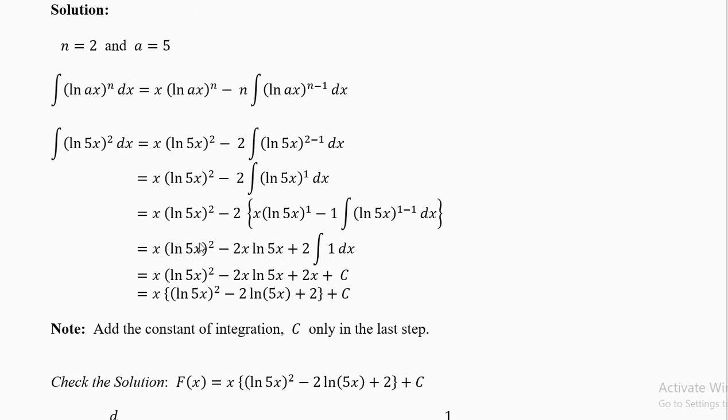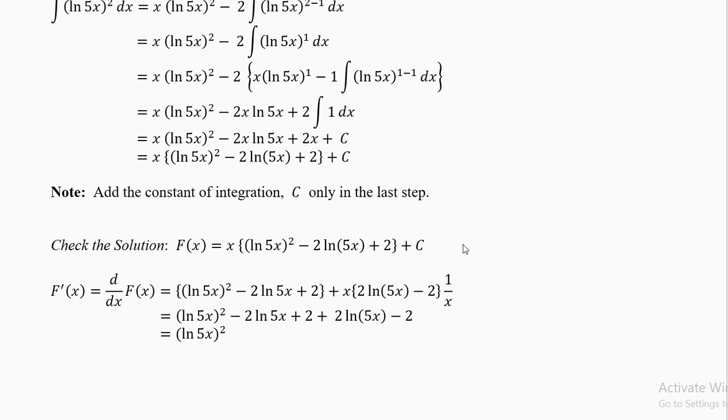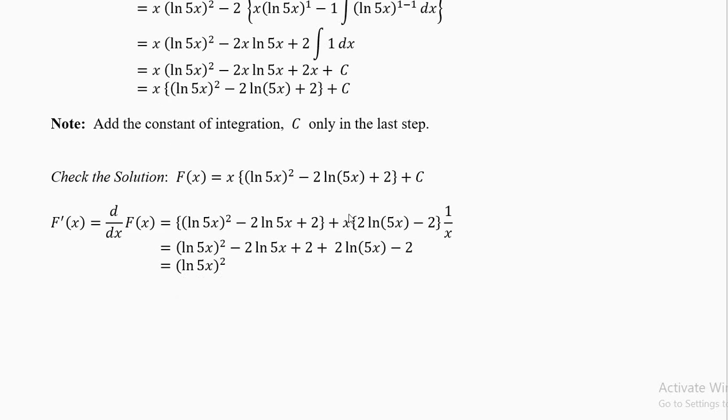So now you know how to integrate 1. When you integrate 1, you will get x, and there is a 2 sitting outside. So this is your integration completed. Now x is coming in all the terms, so keep x outside, and in the bracket you will get (ln 5x) whole square minus 2 ln 5x plus 2. The constant of integration is added only in the last step. Integration can be checked by differentiation, and please do it. It will just take 2 or 3 lines to verify your answer.